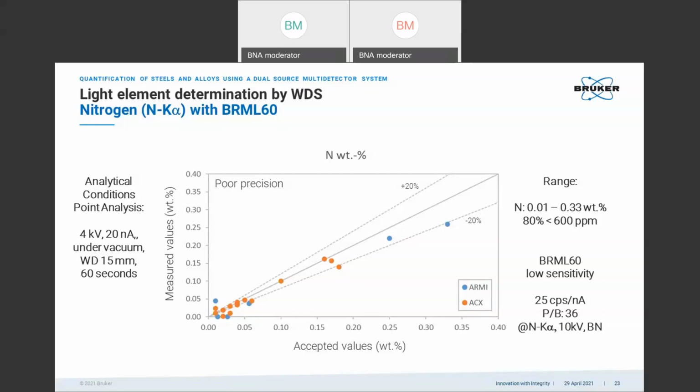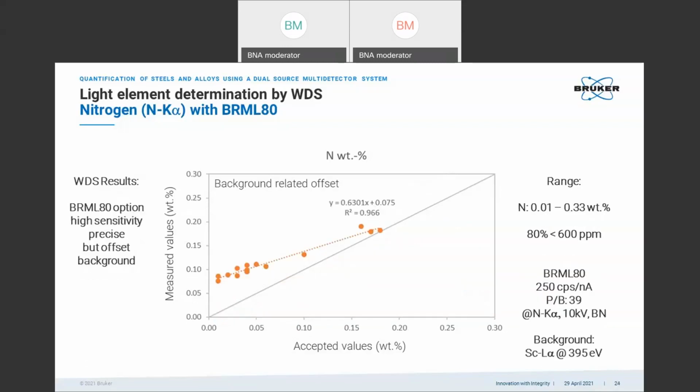On the left-hand side, you see the conditions. I didn't take much time. I just measured them for 60 seconds. This was obviously not enough to get precise data, but I was somewhat impatient. The conditions are 4 kilovolts to get a higher resolution, which was sufficient, and 20 nanoamperes. So this is what we can apply as well: low kV, also lower beam current, but the lower the beam current, the longer the measurement time.